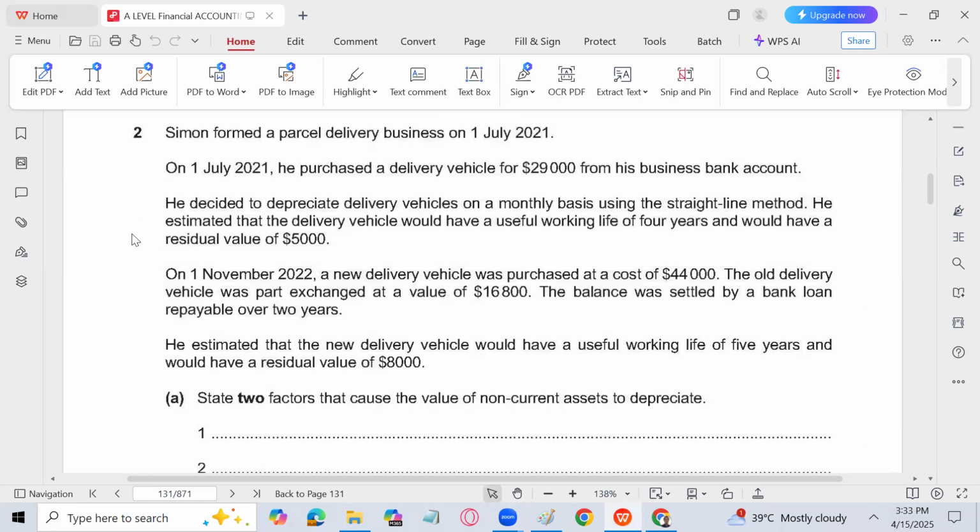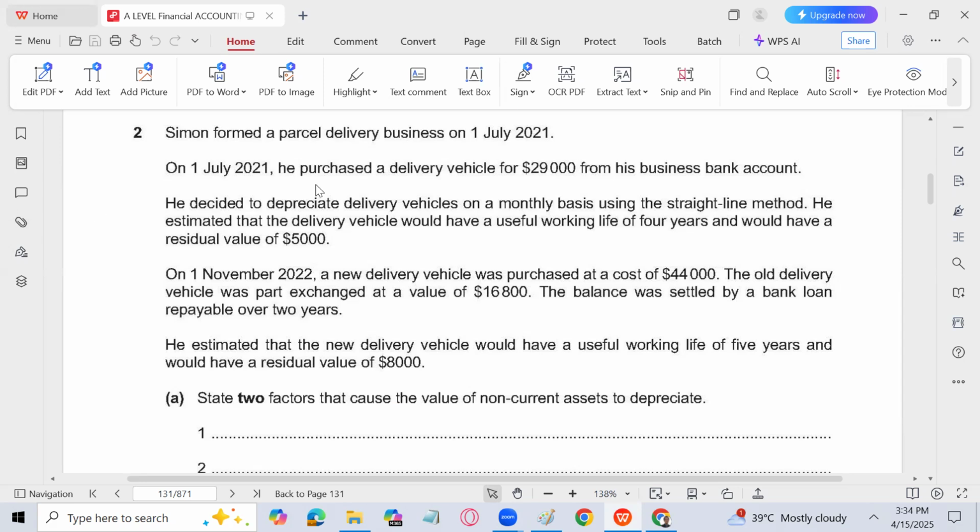On 1st July, he purchased a delivery vehicle for 29,000 from his business bank account. He decided to depreciate the delivery vehicle on a monthly basis using the straight line method. He estimated that the delivery vehicle would have a useful working life of 4 years and a residual value of 5,000. So this question demands you to use the straight line method, the formula method, that is original cost minus scrap value divided by useful life.